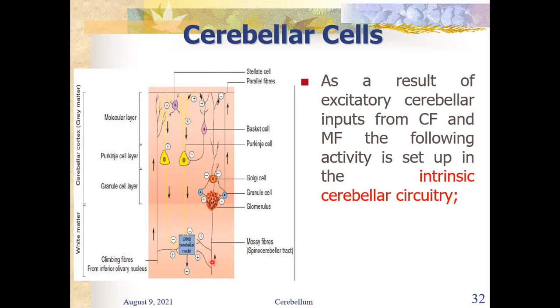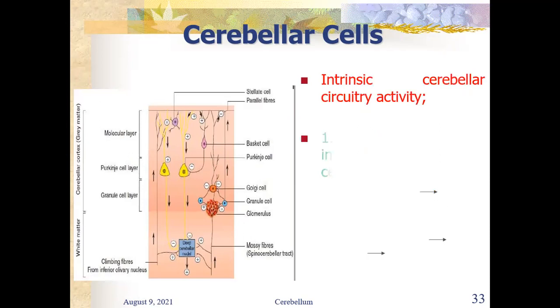So as a result of these two excitatory inputs to the cerebellar cortex via the mossy fibers and climbing fibers, there is a kind of intrinsic cerebellar activity that occurs within other neurons, between the basket cells, the granule cells, the Purkinje cells, the Golgi cells. So that connection that we had seen is known as intrinsic cerebellar circuitry.